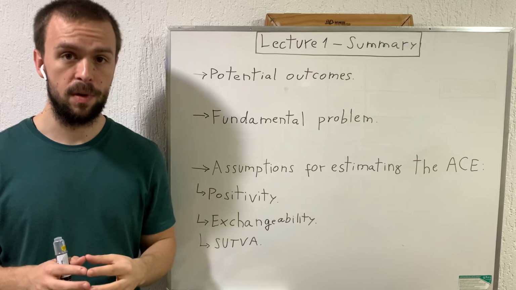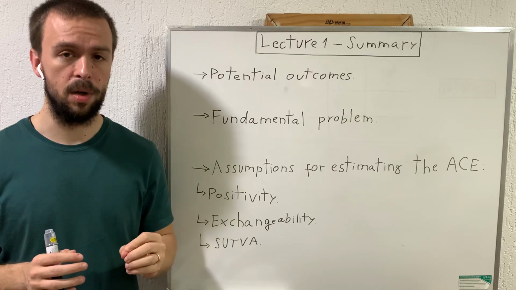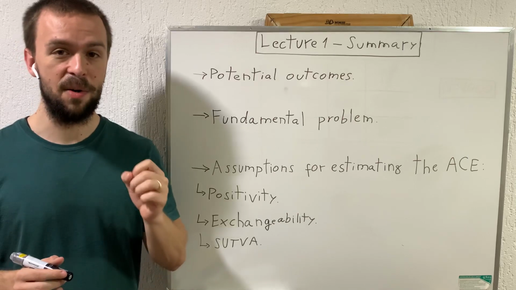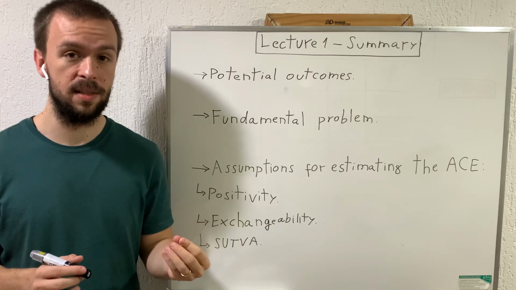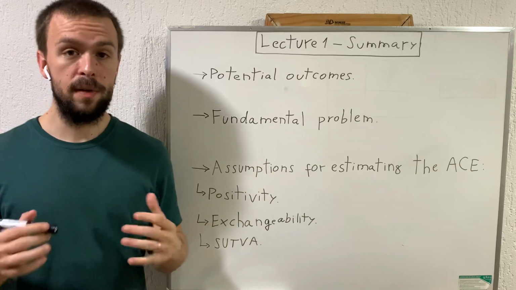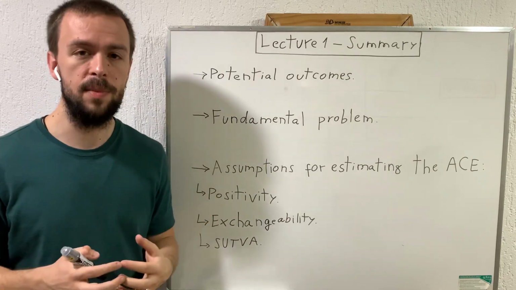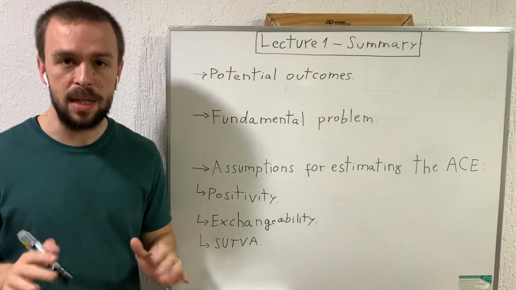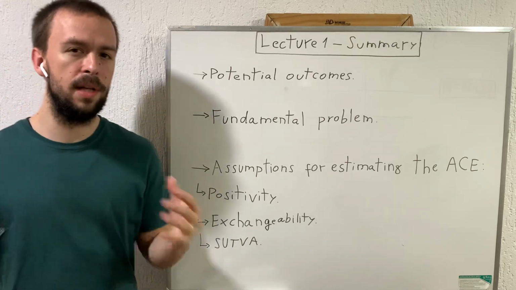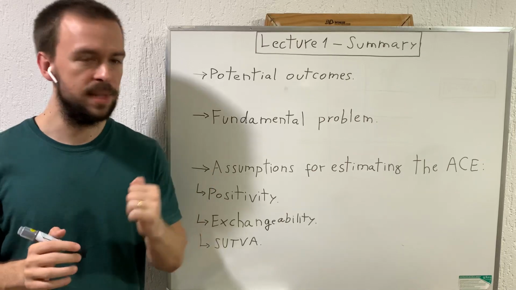It is impossible for us to observe both potential outcomes for the same individual, which makes it impossible for us to calculate the individual level causal effects and therefore to calculate the average causal effect. And the only way for us to try to solve this limitation that's going to happen in any real data set is through the use of assumptions to try to fill in, or impute, if you like, this missing data.